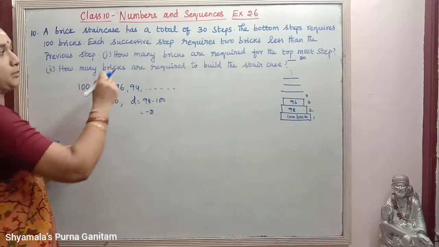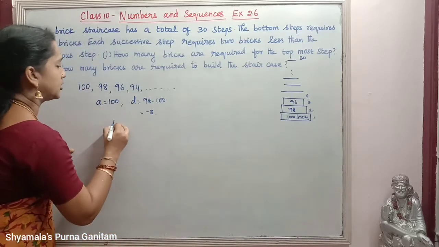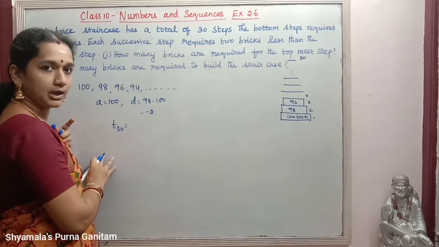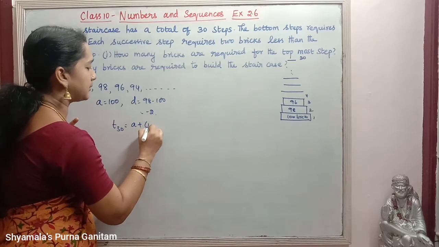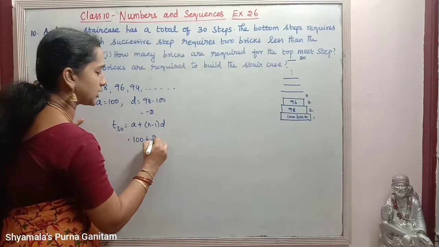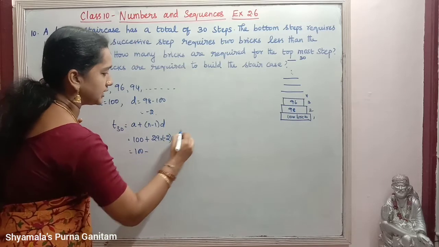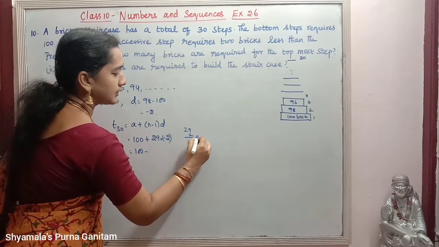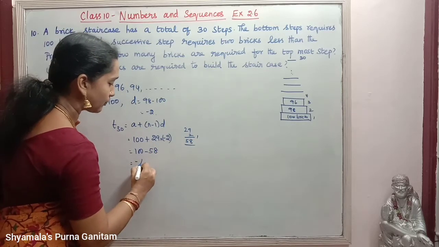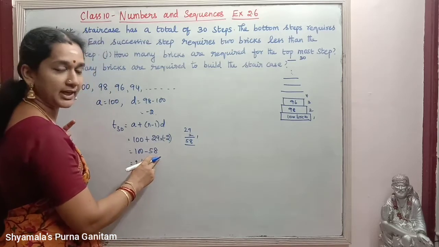For the 30th step, how many bricks are required for the topmost step? That is T30. T30 is equal to A plus (N minus 1) into D. So A, the first one, is 100, plus N minus 1 is 29, into the difference, minus 2. So 100 minus 29 into 2 is 58, so 100 minus 58, that is 42.